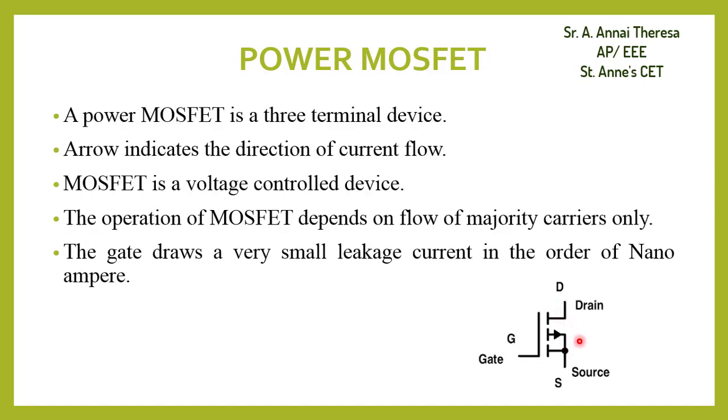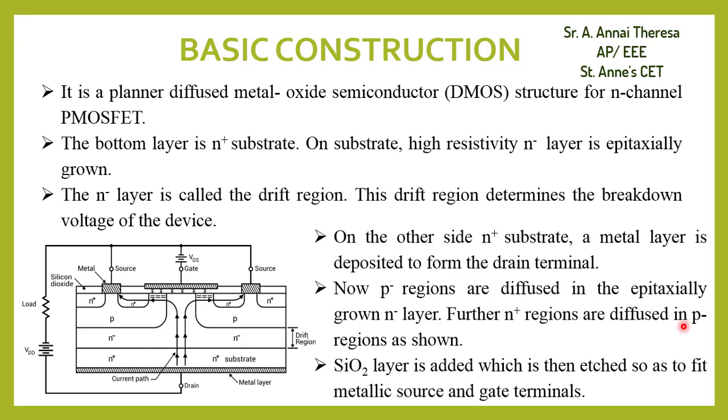This is the symbol of the power MOSFET. It is a 3-terminal device. The terminals are drain, source and gate. Here the arrow indicates the direction of the current flow. The MOSFET is a voltage controlled device. The operation of the MOSFET depends on the flow of majority carriers only. The gate draws a very small leakage current, in the order of nanoamperes.